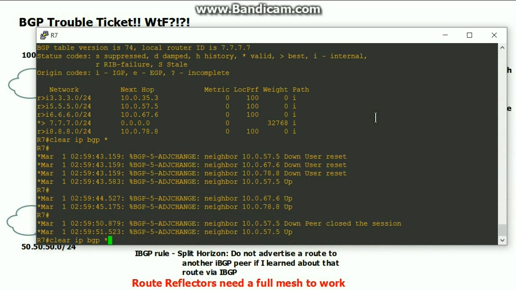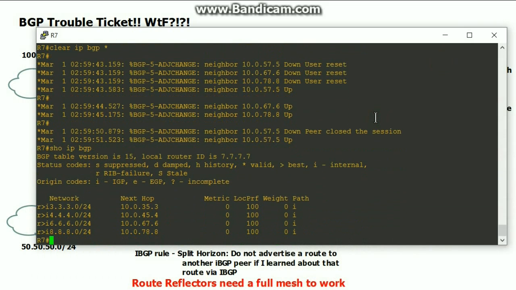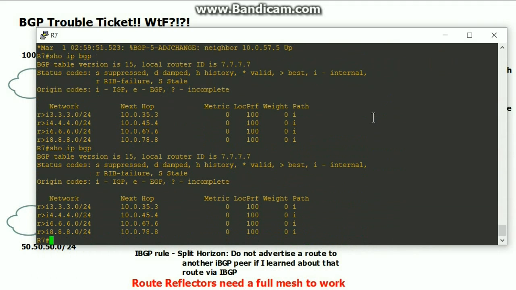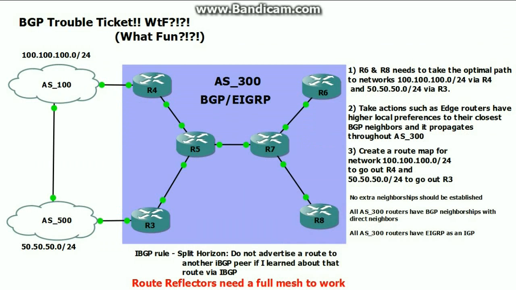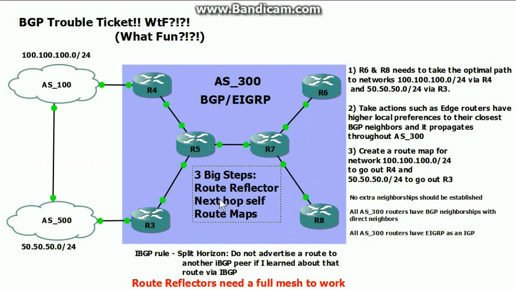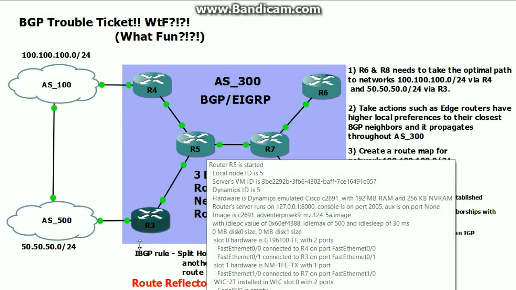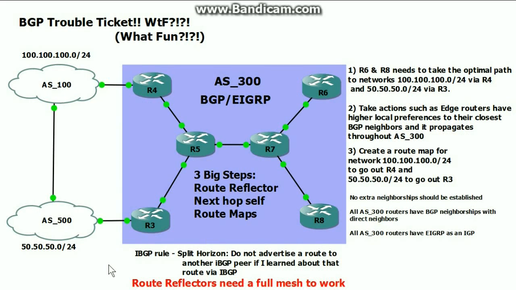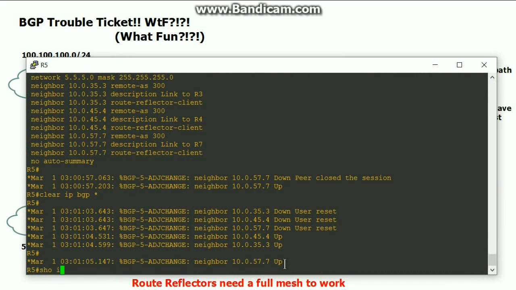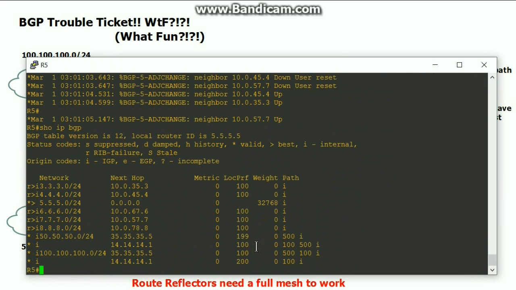And hit the up arrow. No! Why isn't it working? Because we need to do the next hop self. If the next hop isn't valid, it's not going to pass on that route to R7. So what we have to do is change the next hop of that route, because if we go into router 5, show IP BGP, the next hop is still invalid.